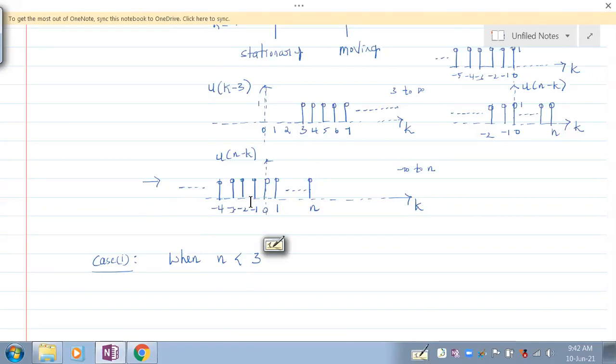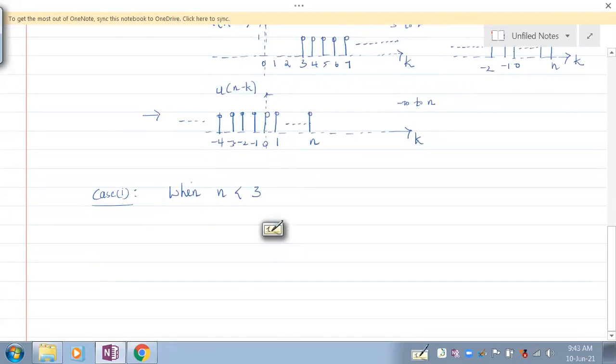For the overlapping to happen, for the first player to handshake with this player, this n should be 3. So when n is equal to 3, the overlapping starts. And when n goes greater than 3, there are more players handshaking. When n is equal to 3, there is one pair of players handshaking. When n is greater than 3, there are multiple pairs of players handshaking. So that means when n is greater than or equal to 3, there is overlap. When n is less than 3, there is no overlapping.